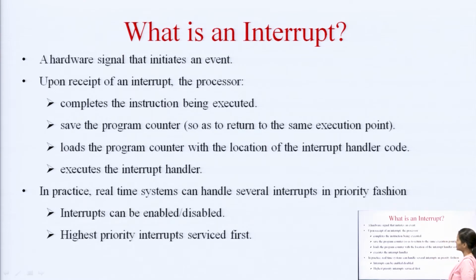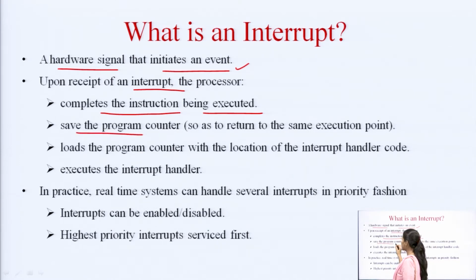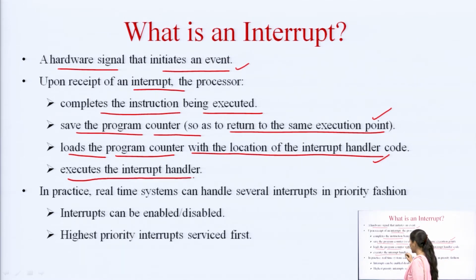First of all, we will try to understand what an interrupt is. A hardware signal that initiates an event. So, this is an interrupt. When the main program is going on and some external event has occurred, that triggers the interrupt. Upon receipt of an interrupt, the processor completes the instruction being executed, then it saves the program counter so as to return to the same execution point. The third step is it will load the program counter with the location of the interrupt handler code, and it will then execute the interrupt handler.